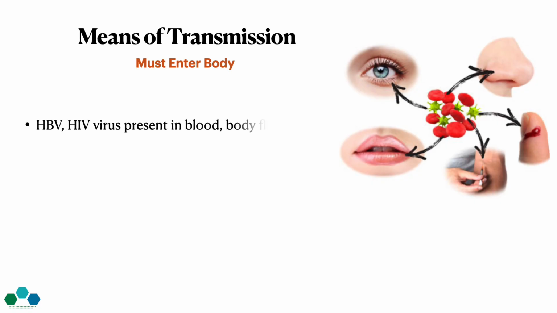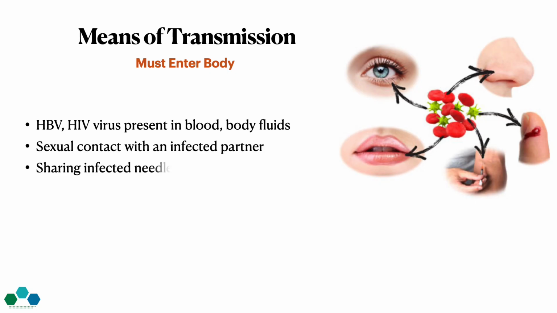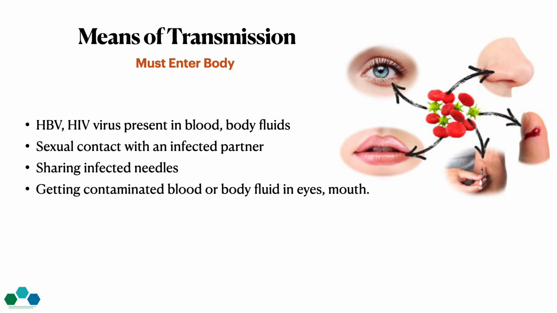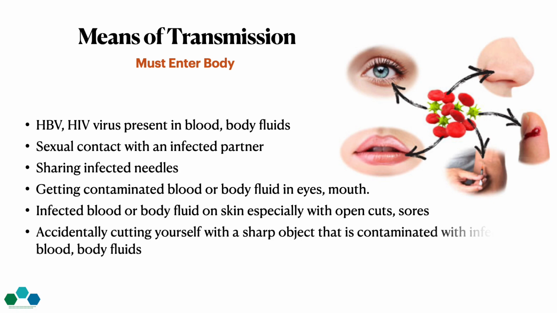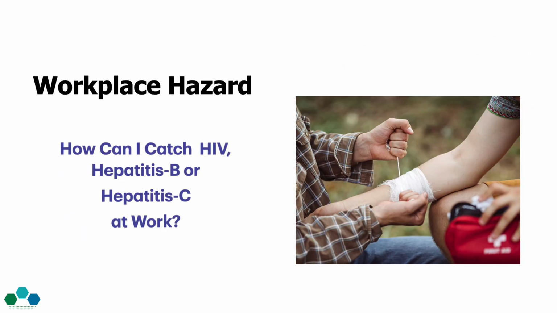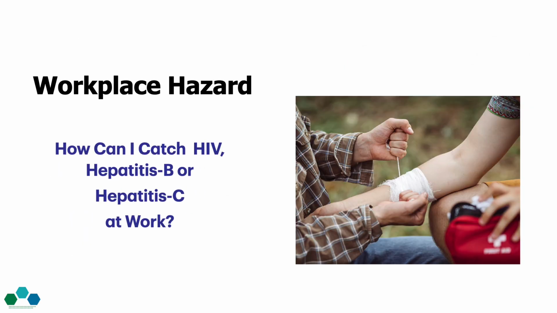Bloodborne pathogens can be transmitted and enter the body through bodily fluids, by sexual contact, sharing infected needles, getting exposed in the eyes or mouth, open cuts or sores, or cutting yourself with contaminated sharps or needles. In the workplace, you can contract HIV, hepatitis B, or hepatitis C.